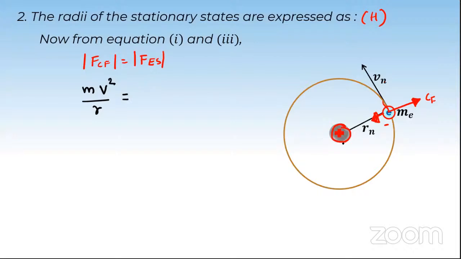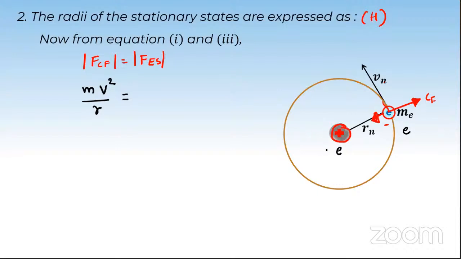So the charge of hydrogen is e. Okay, it has one proton, so plus e. It has one electron, so minus e. But I'm considering the modulus. I'm considering the magnitude, so I'll neglect the sign. Okay, I'm going to neglect the sign.